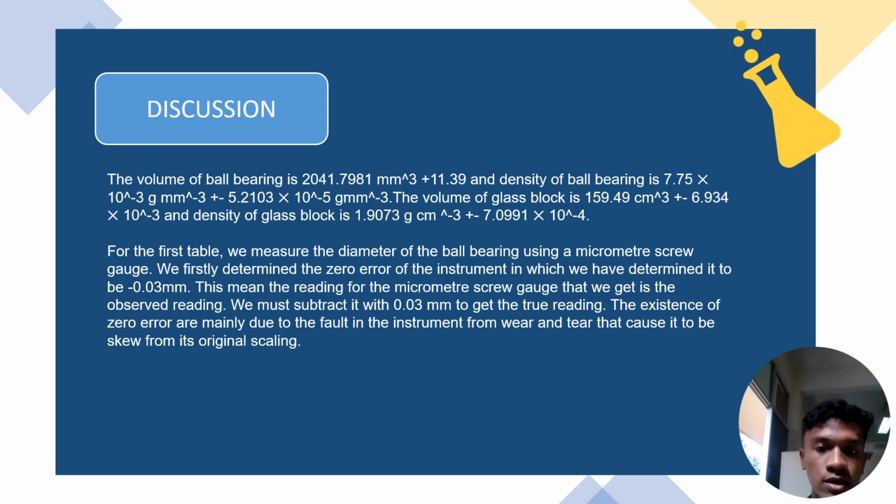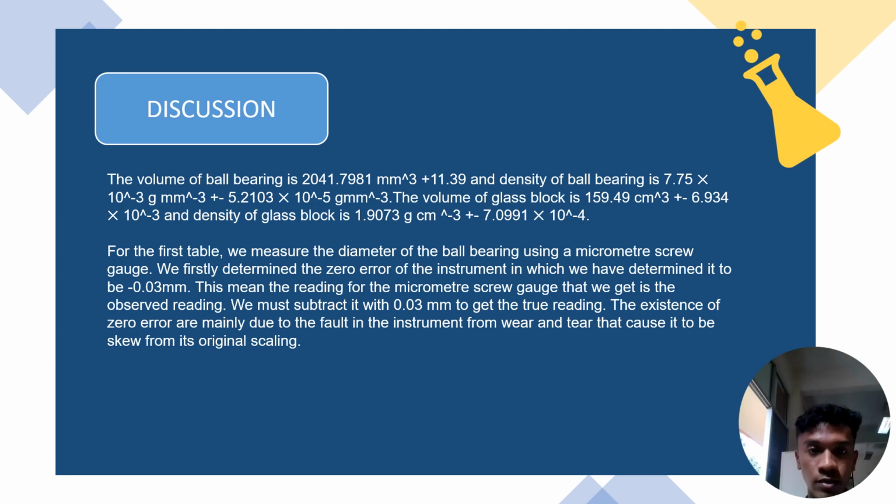For the discussion, we got the volume of the ball bearing is 2041.7981 millimeter power of 3 plus minus 11.39, and the density of the ball bearing is 7.75 multiplied by 10 power of negative 3 gram millimeter power of negative 3 plus minus 5.2103 multiplied by 10 power of negative 5 gram millimeter power of negative 3.